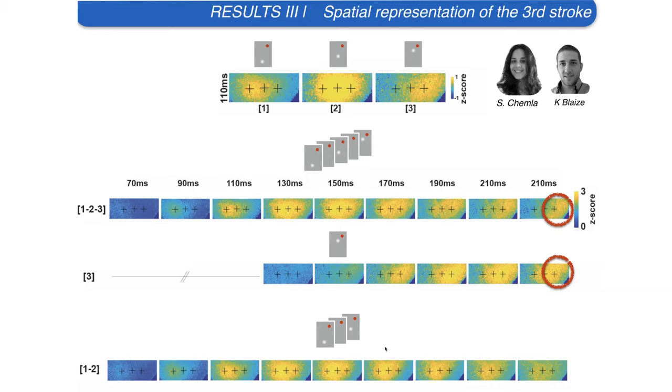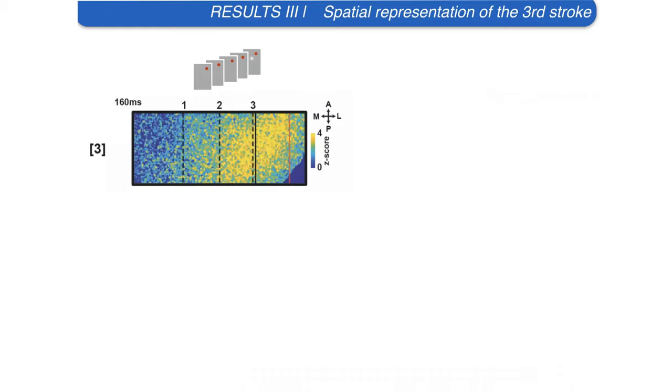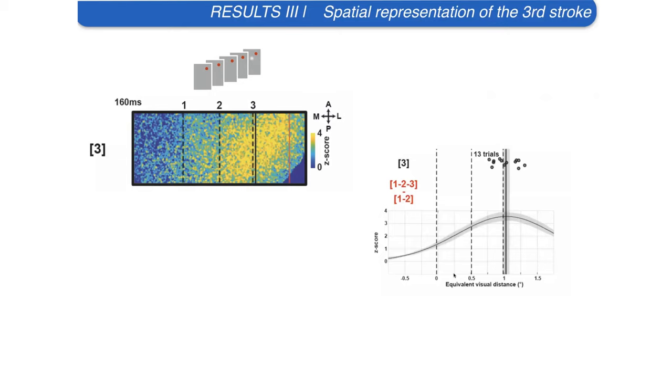So what Kevin did, and this is what I'm going to show you on the next slide, he compared the activity of the third stroke alone and the third stroke within the three-stroke apparent motion, taking into account the past activity. So this is what we have here. This is another example of the response to the first stroke alone, which is generating this kind of pattern of activity on the cortex. This is the equivalent visual distance. So this is the cortical distance that was transformed by Kevin into visual coordinates, taking into account the magnification factor. And you see here the single trials, and this is the average. So this is the kind of bump of activity generated by the third stroke.